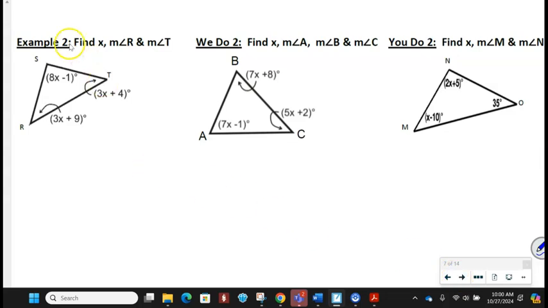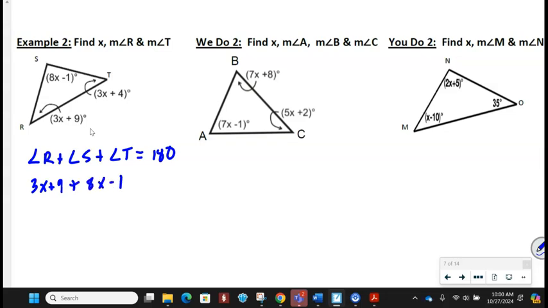All right, this next one says, same process, but now we have some equations, okay? So it says find x, m, r, and actually we're going to find all the angles, okay? So again, we're going to add the angle r plus the angle s plus the angle t, and we're going to set them equal to 180. Okay, so I'm going to go 3x plus 9 plus 8x minus 1 plus 3x plus 4 equals 180.